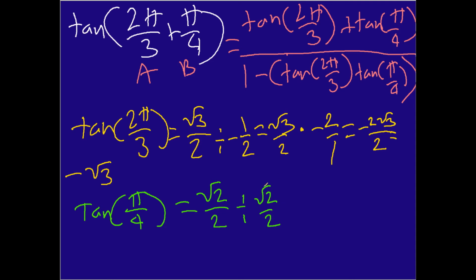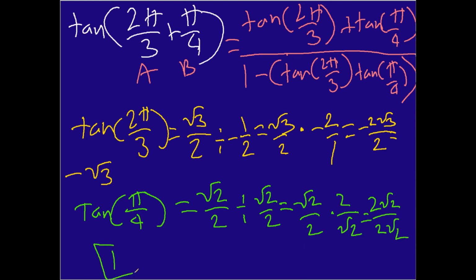So the square root of 2 over 2 divided by the square root of 2 over 2 can also equal, because we flipped the second term, square root of 2 over 2 multiplied by 2 over the square root of 2. That equals 2 times the square root of 2 over 2 times the square root of 2, and that of course will equal 1. So that's our answer there. And also, I forgot to put, this is our answer for this guy right here. And so these are our two values.